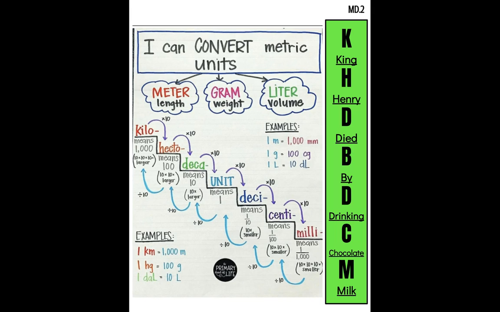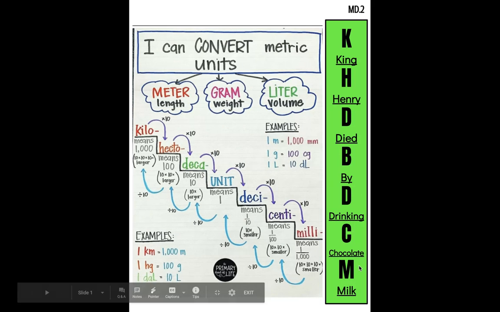So look at this anchor chart if you need to remember. And you need to remember King Henry died by drinking chocolate milk: kilo, hecto, deca, base unit, deci, centi, and milli.